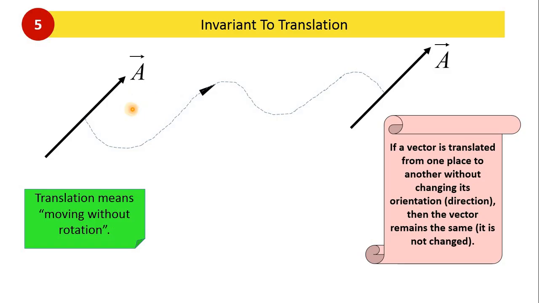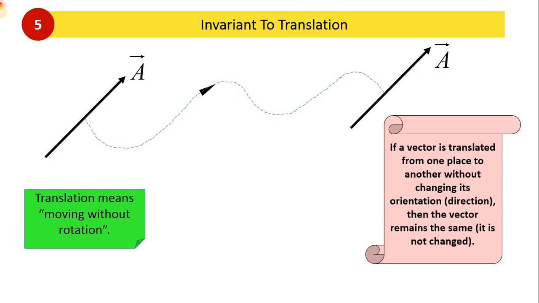However, if you rotate the vector, then we can say that the vector is variant to rotation. It is invariant to translation, but variant to rotation. If you give any rotation, let us say the vector A is rotated by say 10 degrees, 20 degrees, then definitely we can say the vector has got changed because the direction will get changed. But when it is translated, it is not changed because we are not changing the direction. So two vectors are equal when they have same magnitude and same direction.